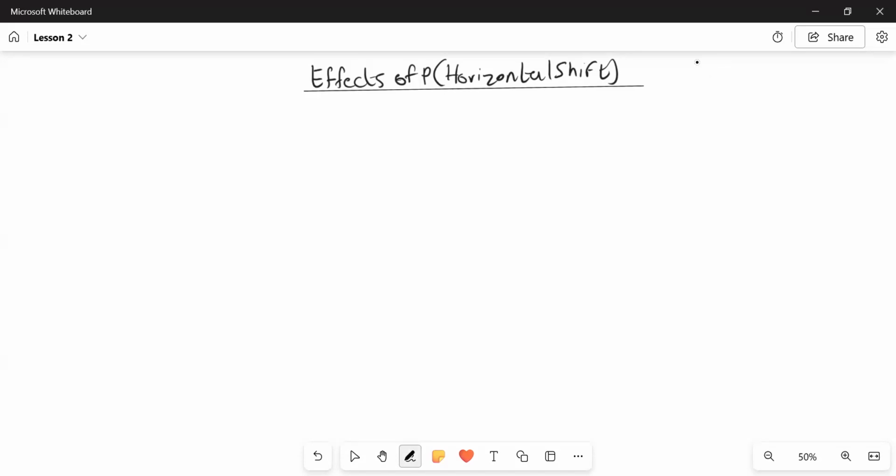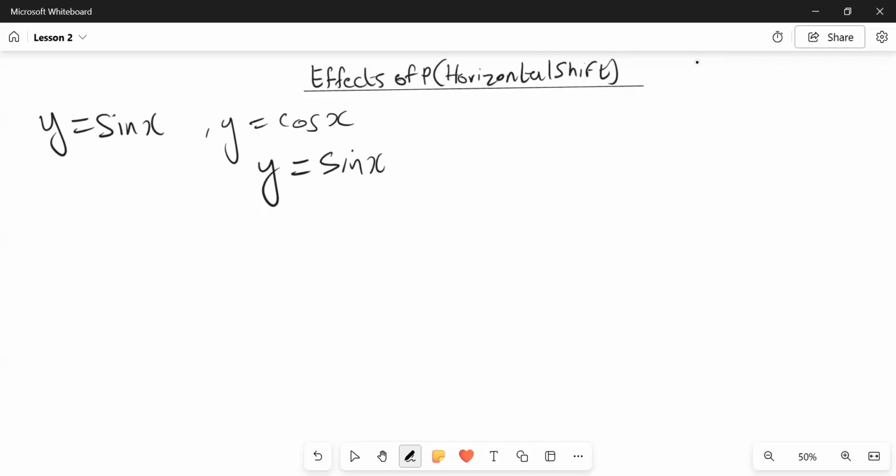At this stage, we know how to draw the graph of y equals sine x, y equals cos x, right? But now what happens if we start to introduce the horizontal shift? What happens to the equation? Say for argument's sake, they give you y equals sine x, sorry, let's use this, x plus p.